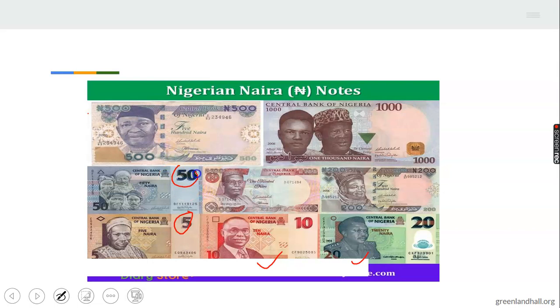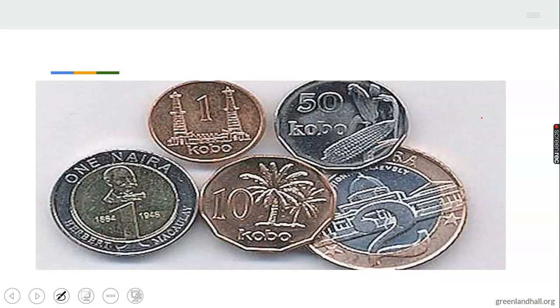We have the 50 Naira note here, color blue. We have the 100 Naira note, the 200 Naira note, the 500 Naira note, and the 1000 Naira note. They are 8 in total. These are the Nigerian Naira notes that we have.